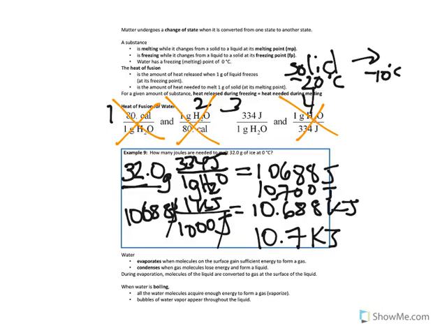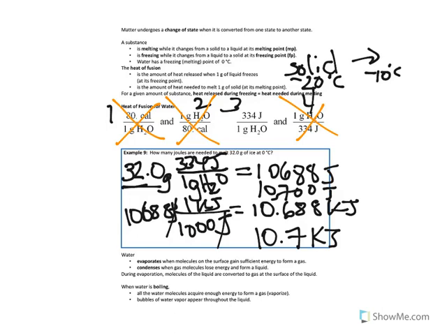Water evaporates when molecules on the surface gain sufficient energy to form a gas, and it condenses when gas molecules lose their energy and form a liquid. So again, we have two processes that are equal and opposite. It is evaporating when molecules on the surface of the liquid gain energy. When they gain enough, they become a gas. It condenses when those same gas molecules lose energy and fall back down to form a liquid.